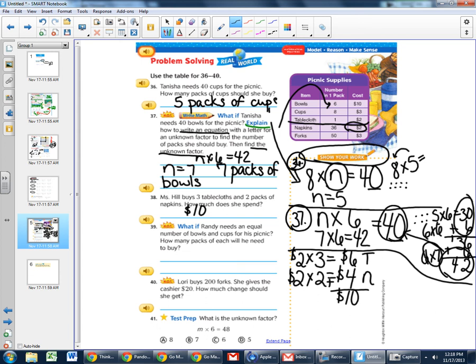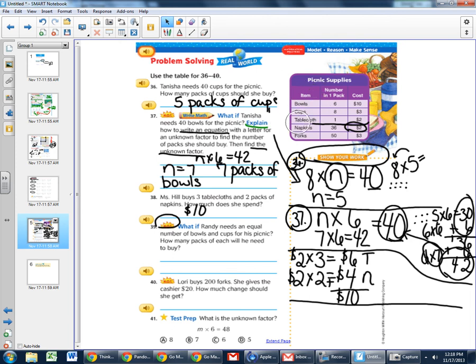Okay, our higher order thinking ones are probably going to ask us to do a little bit more work. What if Randy needs an equal number of bowls and cups for his picnic? How many packs of each will he need to buy? So he wants the same number of bowls and cups, but bowls and cups don't come in the same number per package. They come in 6 and 8. So we need to think, what number do these two both belong in the factor family?